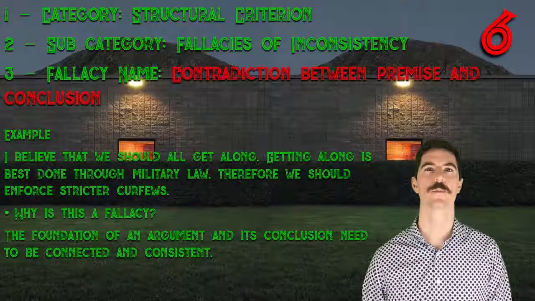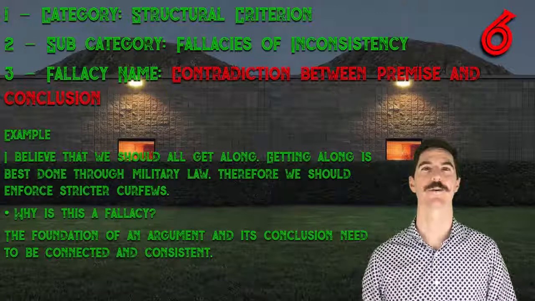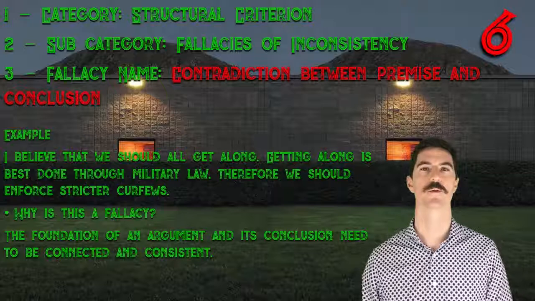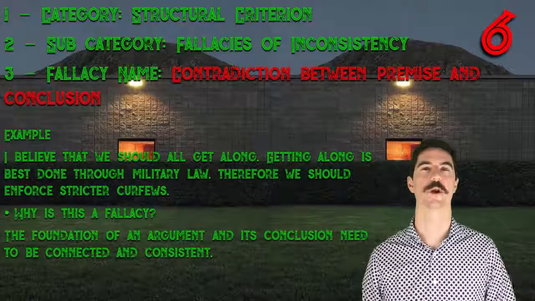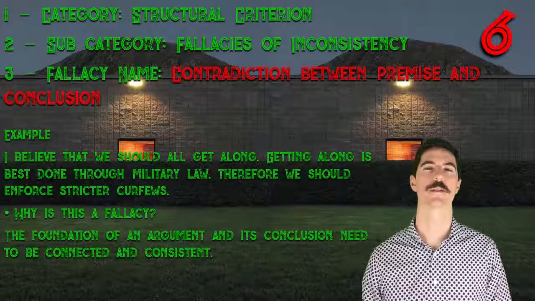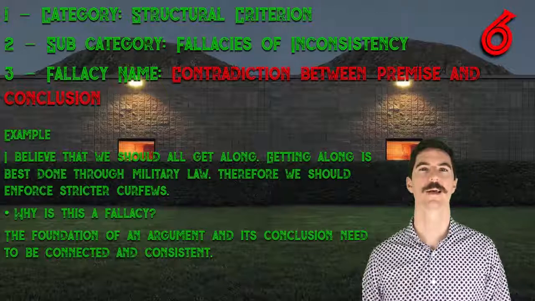Sixth is contradiction between premise and conclusion. For example, I believe we should all get along. Getting along is best achieved through military law, therefore we should enact curfews and military law. And as is obvious from this overblown example, the premise and the conclusion don't actually match, and this is quite confusing and also fallacious.